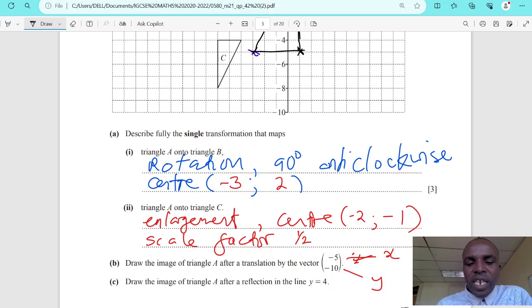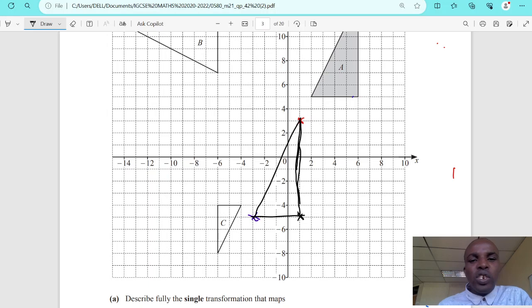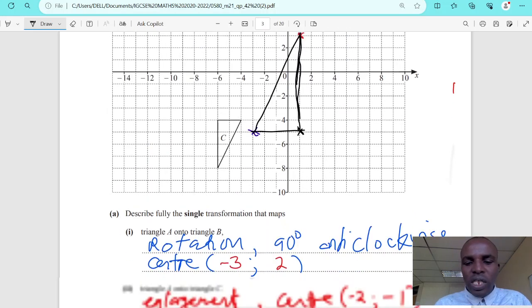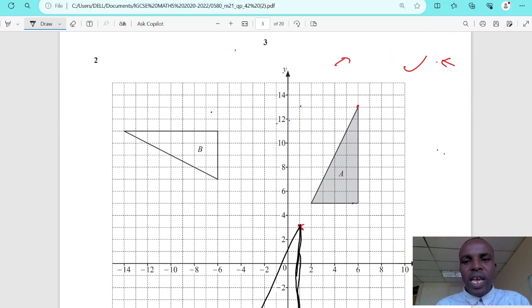Then draw the image of triangle A after a reflection in the line y equals 4. Line y equals 4. So you draw the line y equals, is it 4 or minus 4? It's 4. The image of A in the line y equals 4. You come where y equals 4. Then you draw your line like this. Then after that, you reflect triangle A on this line.